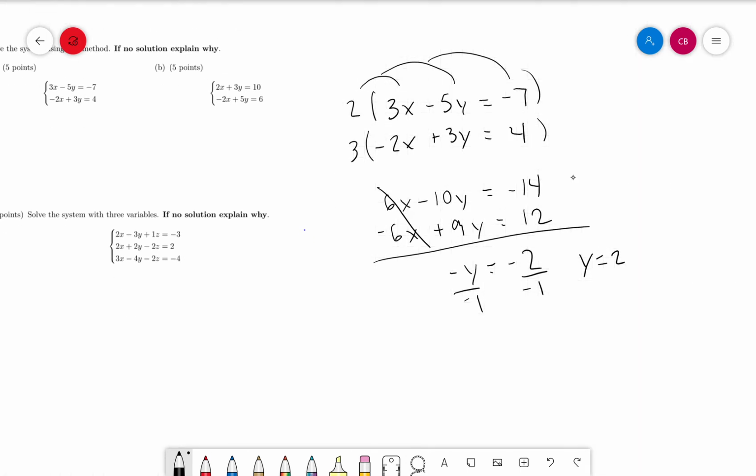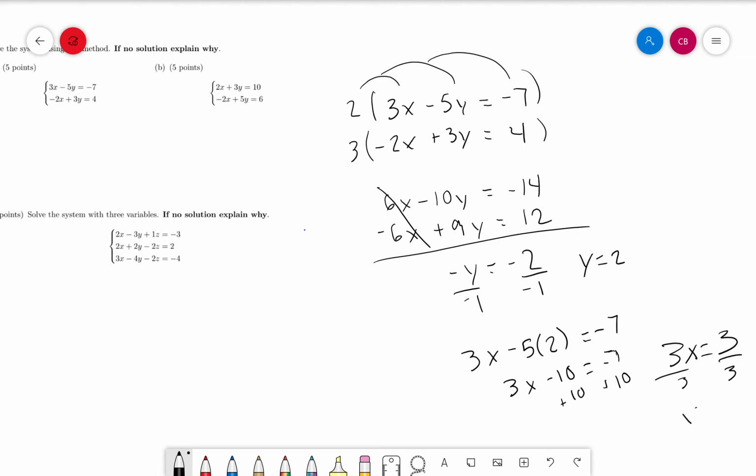Okay, so we have 3x minus 5 times 2 is equal to negative 7. Okay, so this is 3x minus 10 is equal to negative 7. Plus 10, plus 10. 3x is equal to 3. X is equal to 1. Okay, so our solution is 1, 2.